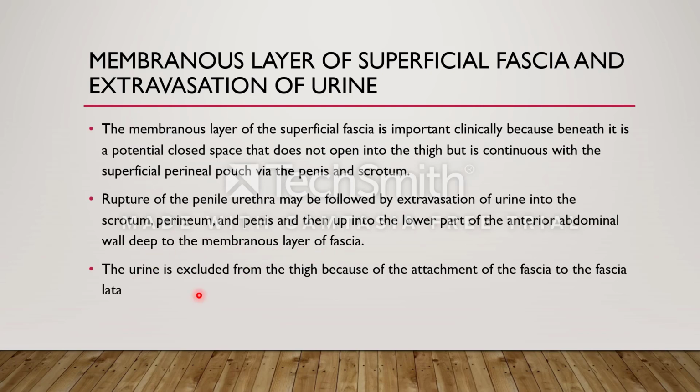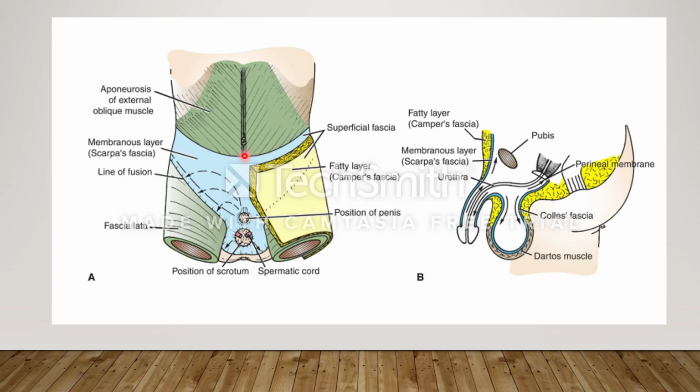But the urine is excluded from the thigh because of the attachment of the deep membranous layer of the superficial fascia to the fascia lata. See here, this is the external oblique muscle. From here they have removed the membranous layer, or the Scarpa's fascia. This is the Scarpa's fascia. This is the deep layer of the superficial fascia. This fascia will be continued into the penis and the scrotum as the Colles fascia, but it is fused with the fascia lata of the thigh below the inguinal ligament. This is the line of fusion of the Scarpa's fascia with the fascia lata of the thigh.